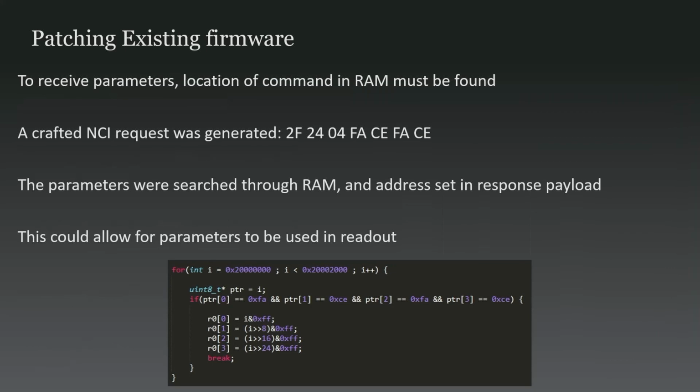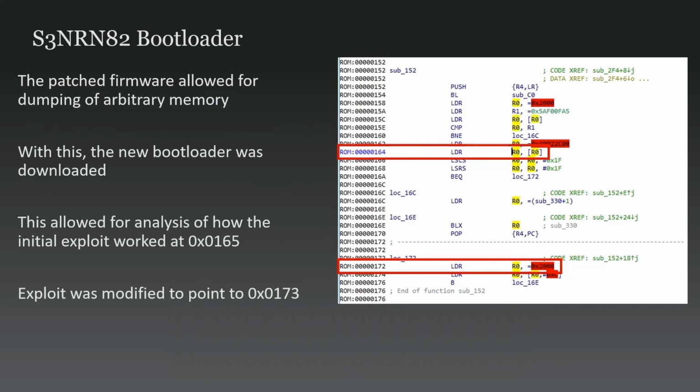Because I could now send data back, I wanted to take parameters as well. I didn't know exactly where the parameters were stored in RAM, just by virtue of how complex the firmware was. So what I wanted to do was quickly find this out. And I did this by crafting an NCI request, which had 2F2404, FACE, FACE. Now FACE is just a nice little placeholder, which I could search through in RAM in order to find the address of these parameters being sent. And I used this to find exactly where this was, so I can now send and receive commands as needed via I2C with very little code changes.